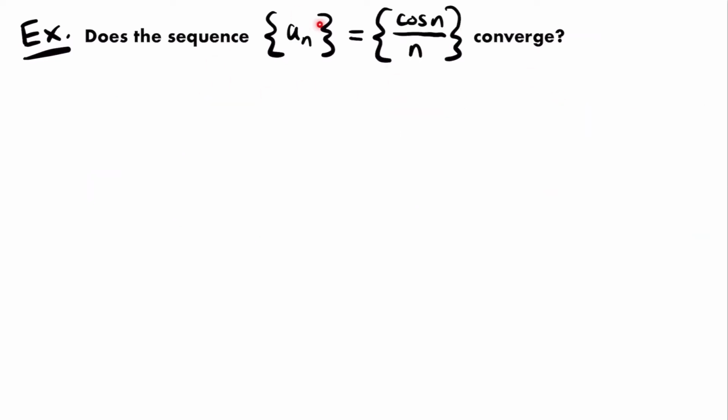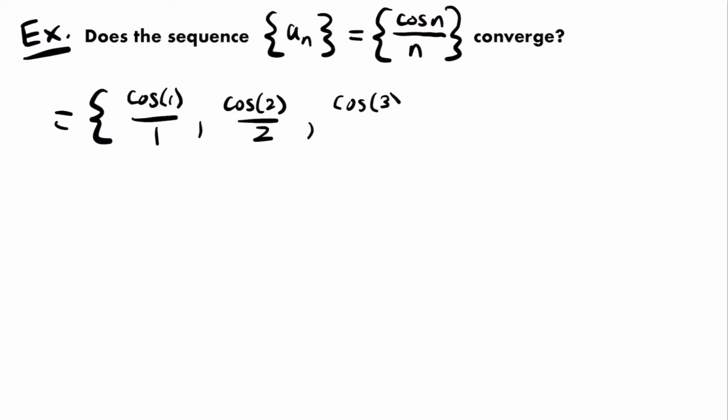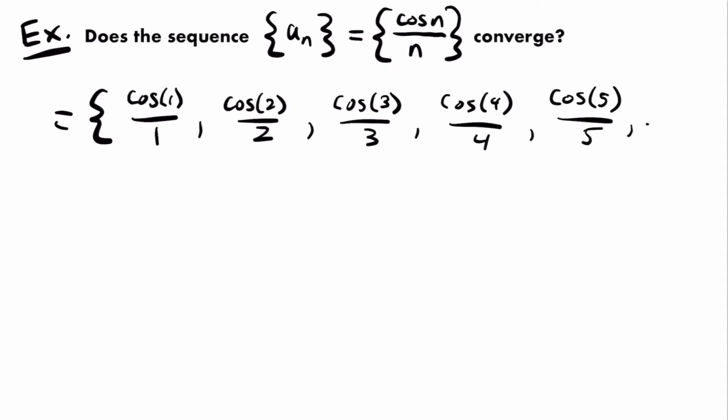All right, so here's our next example. We want to know, does the sequence a sub n is equal to cosine of n divided by n converge? All right, and so the first thing that we want to do is write out some of our terms. And so I'm going to write them out like this time. Our first term, a sub 1, will be cosine of 1 divided by 1. Our second term, a sub 2, will be cosine of 2 divided by 2. Our third term will be cosine of 3 divided by 3, and we could continue this on for a couple more terms here. I'm going to stop at cosine of 5 divided by 5, but you could continue on from there.